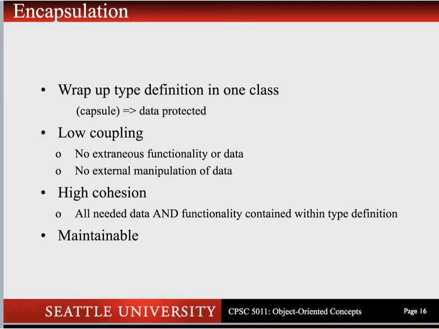This idea of having multiple sources being able to manipulate the data would actually violate encapsulation, because the idea of encapsulation is that you're hiding and wrapping up that data in one place, and so that data is protected. High cohesion is also promoted, and all the needed data and functionality are contained within that type definition. So again, it's not spread across multiple sources or classes. And this allows for and promotes maintainability.